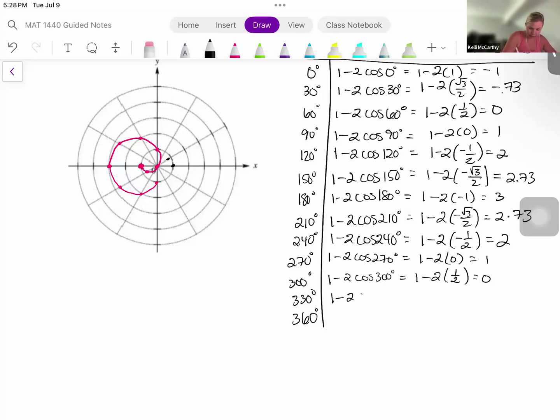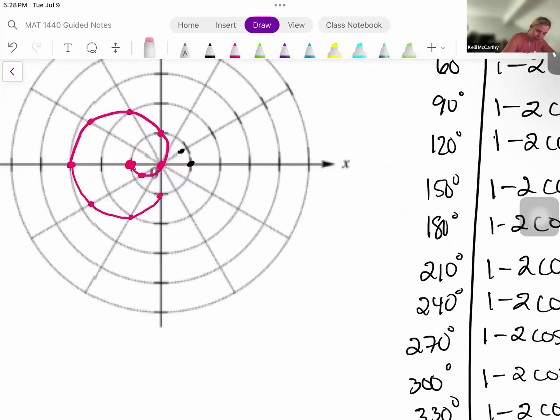330, 1 minus 2 times cosine of 330 degrees is equal to 1 minus 2 times positive square root of 3 over 2. Cosine is positive in the fourth quadrant. And that's negative 0.73. So again, at an angle of 330, we're at negative 0.73. So that's about there. Let me redraw that for you guys. Here's our angle of 330 and our radius of 0.73. Now we're going to reflect that since that radius given to us was negative. So it's going to be about there.